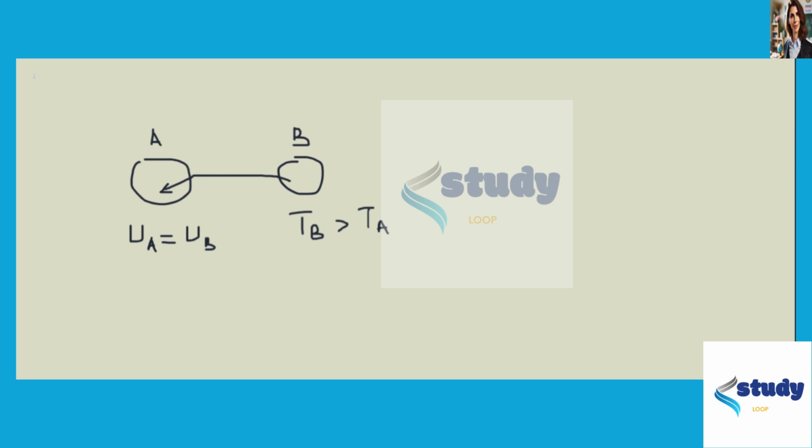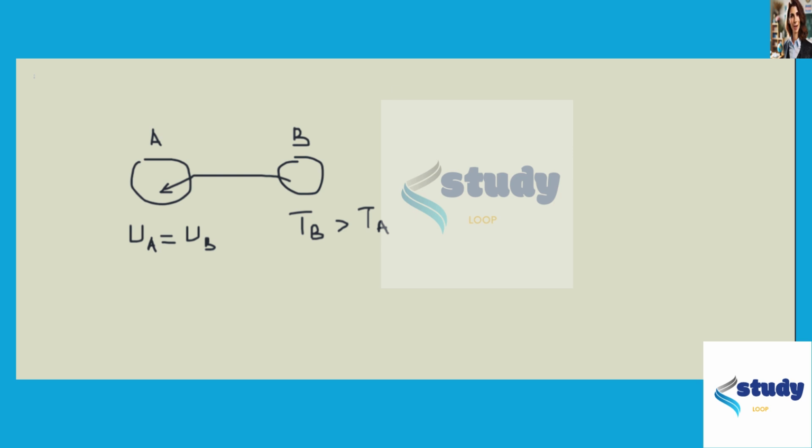Therefore, heat will flow from object B to object A, because the temperature of B is greater than the temperature of A, although the total internal energies of both objects are equal.